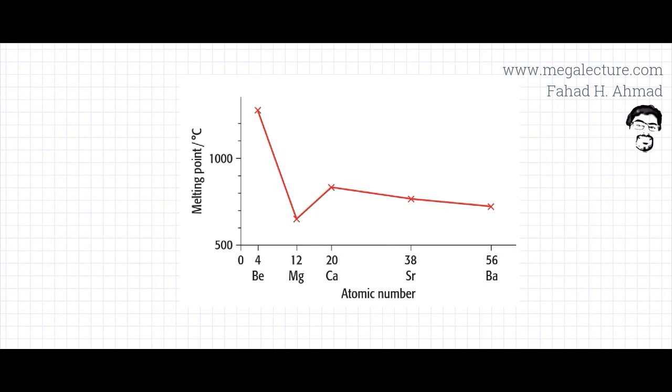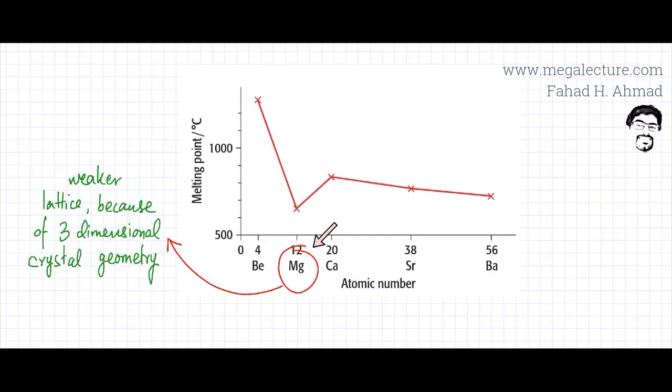What you notice is that the general trend is that the melting points are decreasing. Bigger ions, there would be lesser attraction in the metallic lattice because of the lower charge density. So the general trend is that the melting points are decreasing. But Mg over here is an anomaly. It doesn't follow the trend exactly.